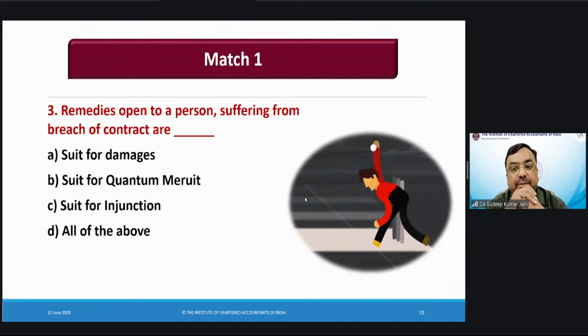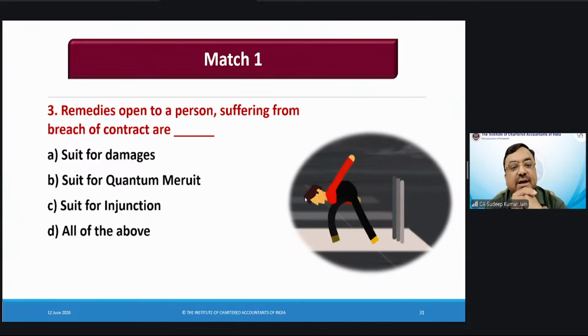Remedies open to a person suffering from breach of contract are: suit for damages, suit for quantum meruit, suit for injunction, all of the above.